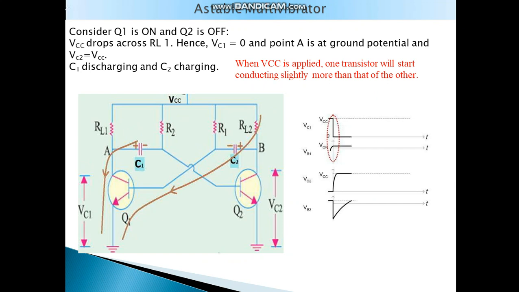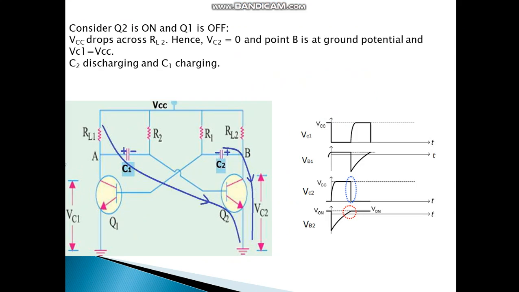Next, considering Q2 is on and Q1 is off. VCC drops across RL2, hence VC2 equal to 0 and point B is at the ground potential and VC1 equal to VCC. C2 is discharging and C1 is charging.